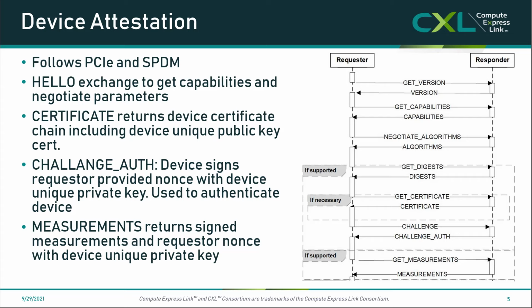There's a challenge response protocol built where the requester sends a challenge and the responder signs the challenge to prove that they are indeed the owner of the private key that's associated with the certificate. So at the end of this challenge response, both sides know who's on the other side. And now, if there's additional information to be had, things that could be more dynamic, things like configuration information or firmware revisions that are used, those could be obtained by using the get measurements protocol.